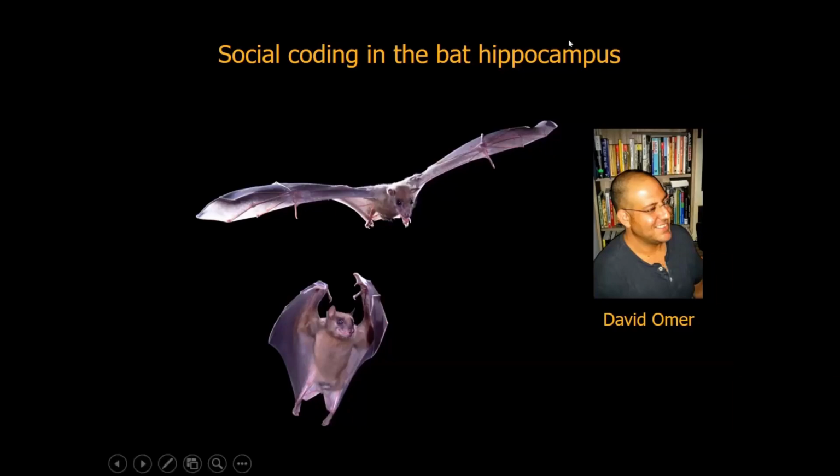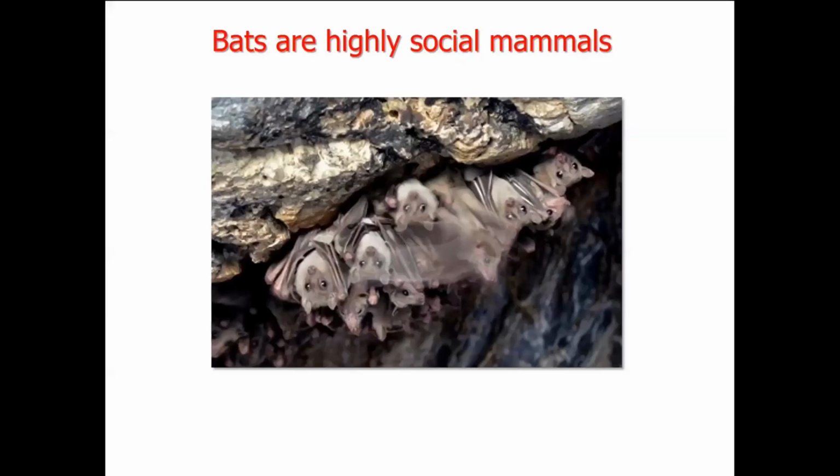So another direction that I mentioned is about social coding in the bat hippocampus. This is work by David Omer, where we asked about the social factors. David Omer now has his own lab at the Hebrew University, but when he was a postdoc in my lab, he asked the following question. Bats are very social animals. So can you find in their hippocampus, just like you find place cells, which are neurons that encode where I am in space, neurons that encode where you are in space, right?